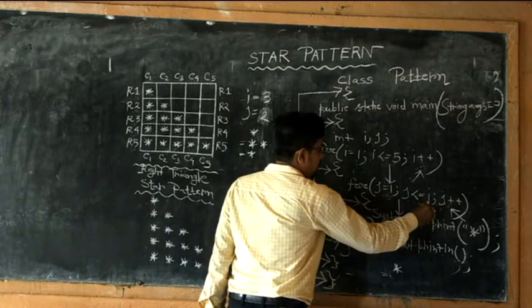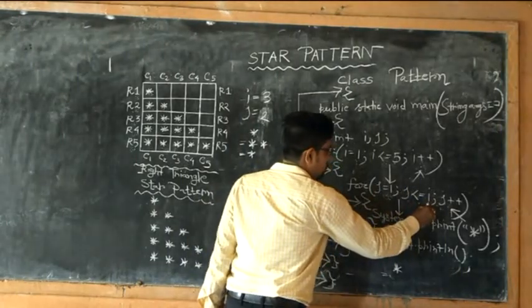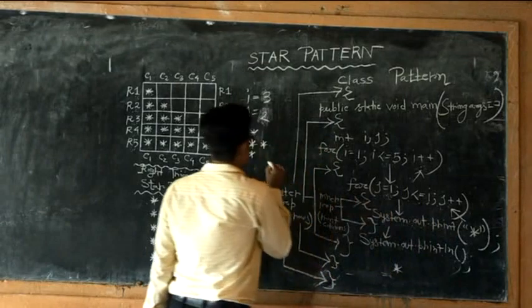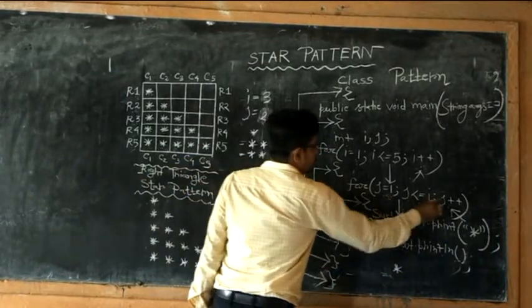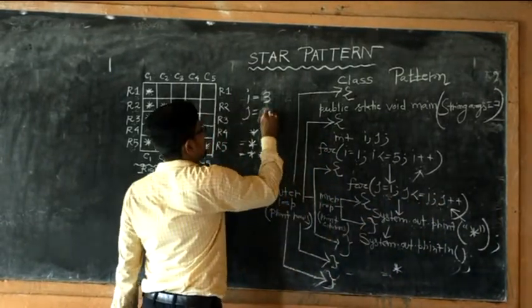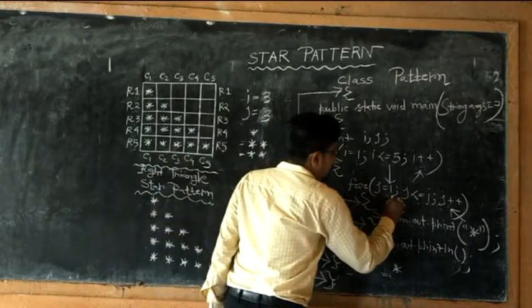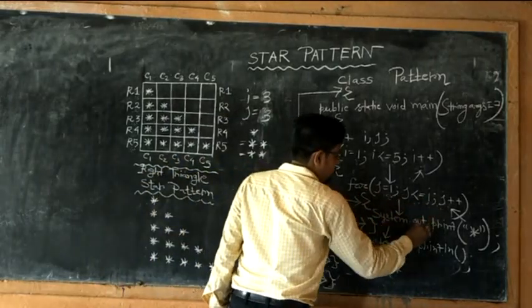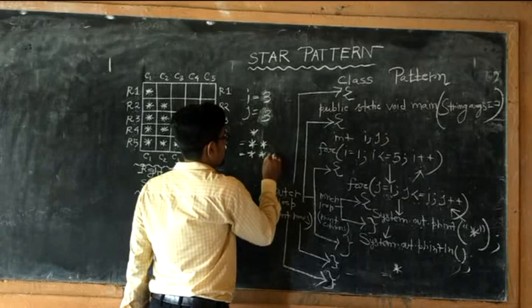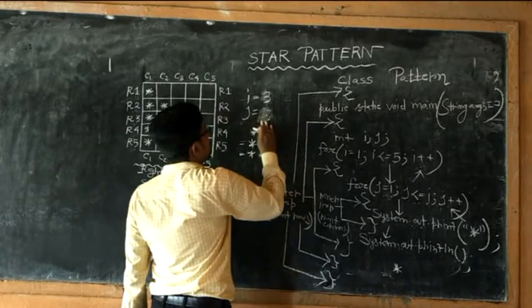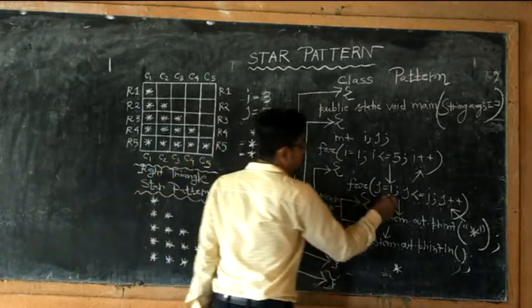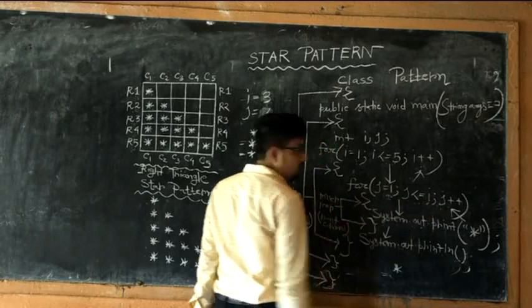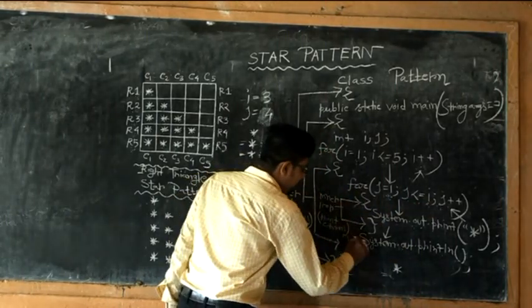Now i value is 3. 2 less than or equal to 3, condition true, come here, print 1 more star. Now j plus plus. Now j value is becoming 3. Now 3 less than or equal to 3, condition true, come to this section and print 1 more star. Now j plus plus. Now j value is becoming 4. Now 4 less than or equal to 3, condition false, wrong. It will come again to this section.